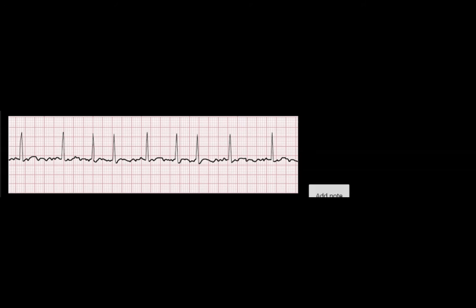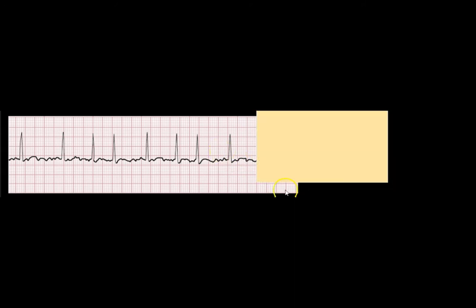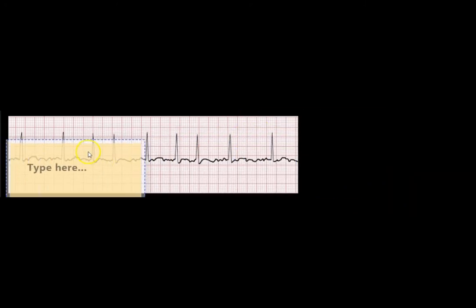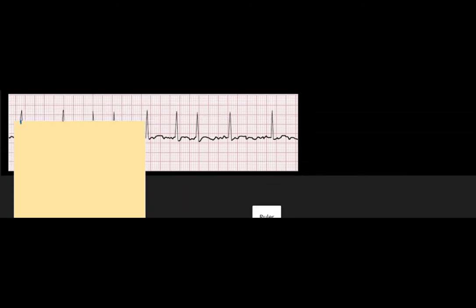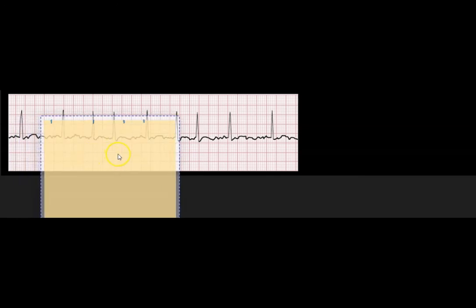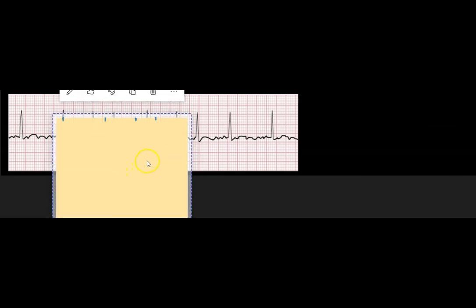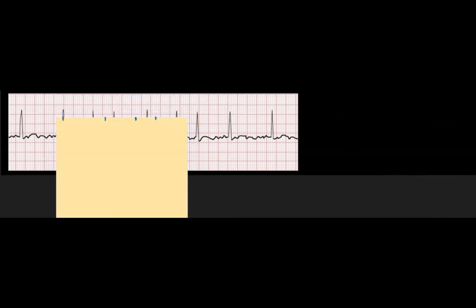So let's try something here. Okay, this is going to be what I like to refer to as our poor man calipers. Now with our poor man calipers, what we're going to do is we're going to come in here and we're going to mark with our paper just a couple of rhythms, just a couple QRS complexes, and then we're going to move them down. And what you will notice is that when I move them down, they're not even lining up again, right?